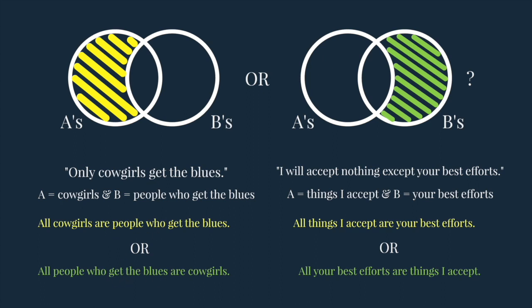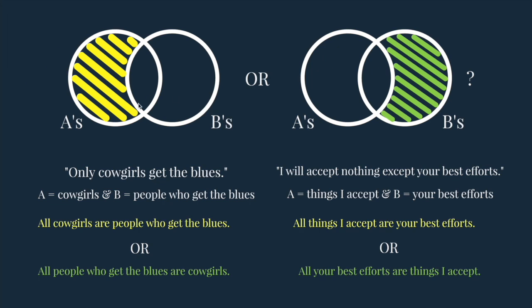And the first one was an option at first, but the more I thought about it, I realized, nope, that gets it backwards. That's not what I'm trying to say with a statement like, only cowgirls get the blues. Similarly, with, I will accept nothing but your best efforts, let's make my A category things I accept and my B category your best efforts. Am I saying all the things that I accept are your best efforts? Or am I saying all of your best efforts are things that I accept when I say I will accept nothing except your best efforts?